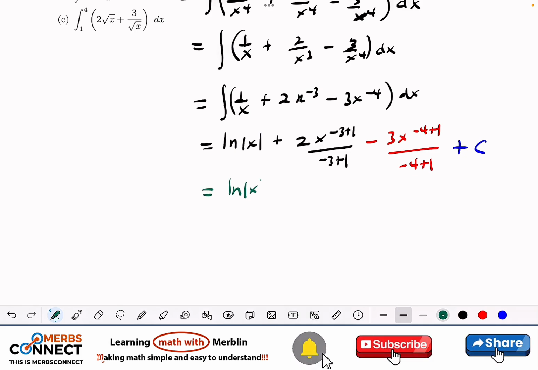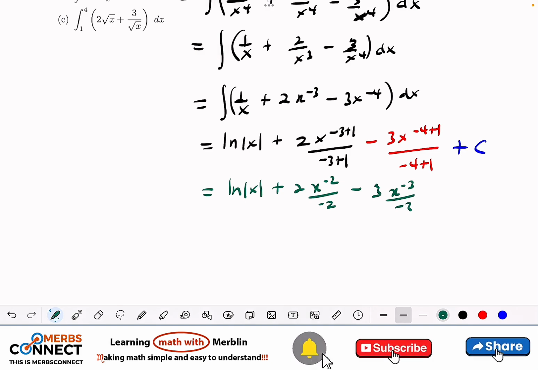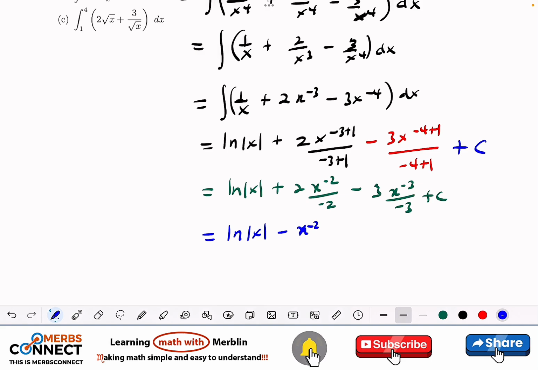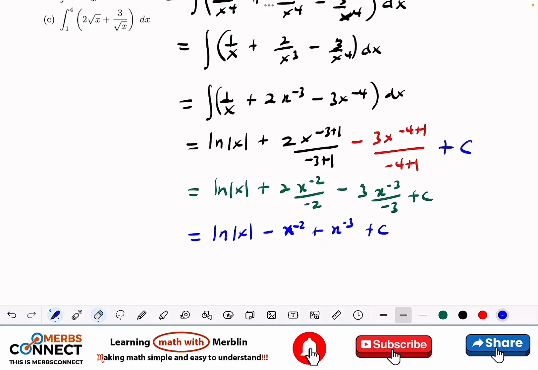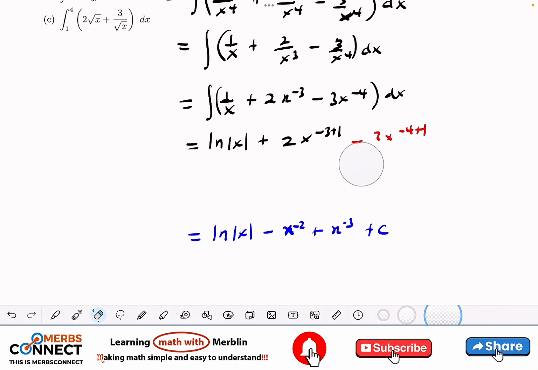So ln of x, plus 2x to the power minus 2 divided by minus 2, minus 3x to the power minus 3 divided by minus 3, plus c. And our final simplification will be ln of x minus x to the power minus 2 plus x to the power minus 3 plus c. Good. So that's what you are going to get for the B as well.